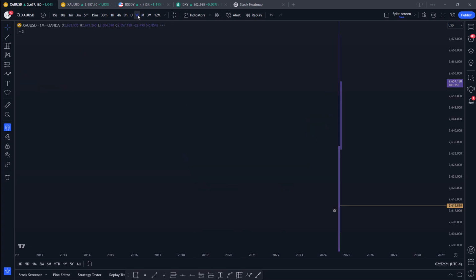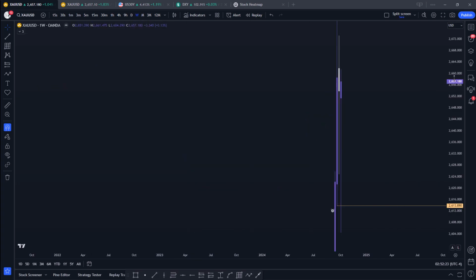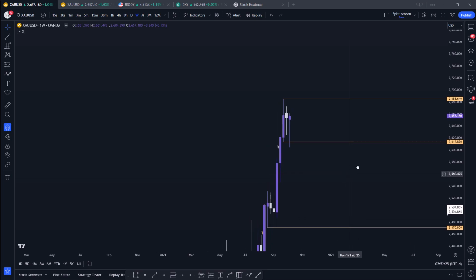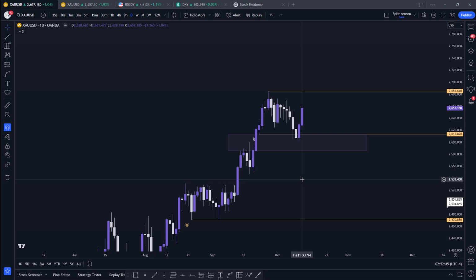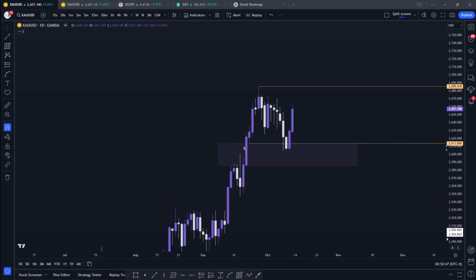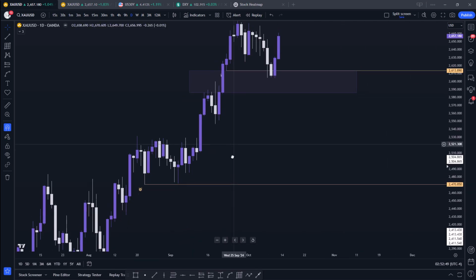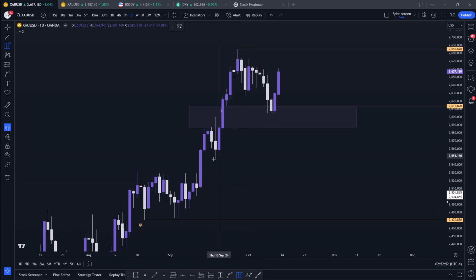On the weekly, we have a clear internal to external range liquidity run, ABC, going out to the all-time high. It's a very clear internal to external range liquidity run like this. But on the daily time frame, it's clearer because you can actually see the range that was measured. I measured the range out, but I think everyone else also did the same.